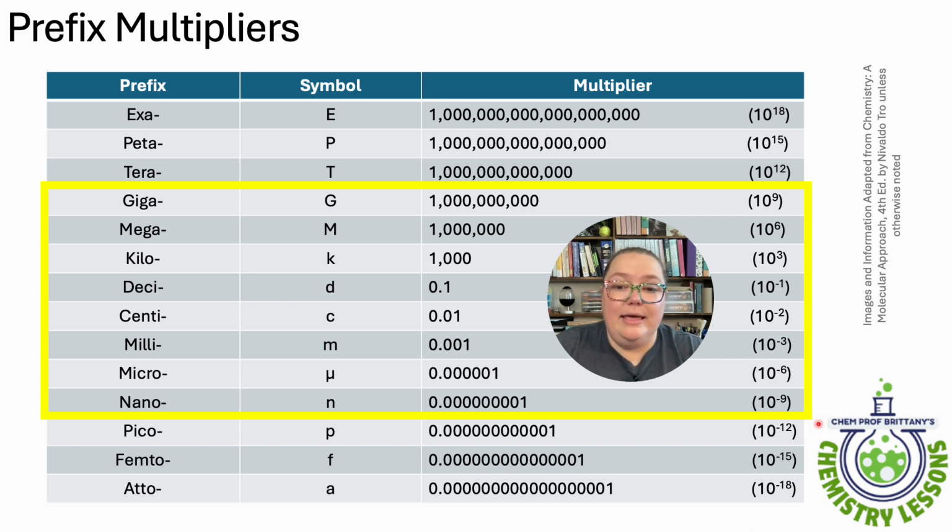So, if you're in my class, what you need to know is the prefix, the letter that represents it, so like the big G for giga, for example, and the number multiplier, both as a number and in scientific notation. Because if you're going to understand chemistry at all, you need to understand the units that we use to talk about chemistry.